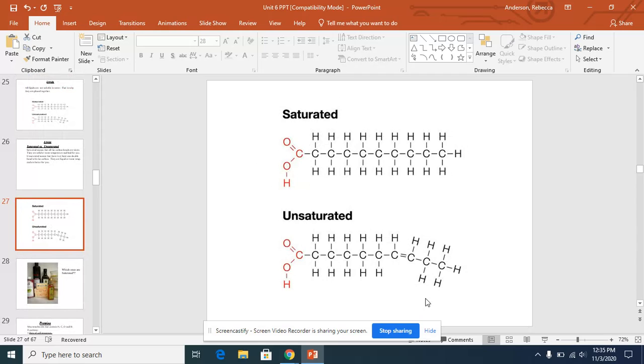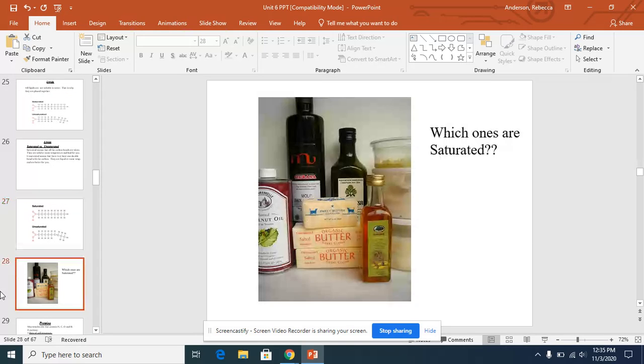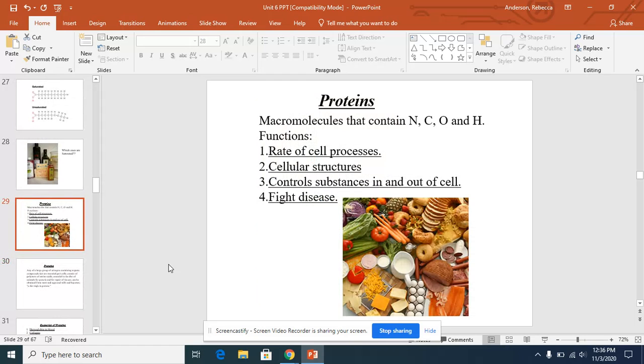So here's another example. Unsaturated has a double bond, saturated has a single bond. So here is a picture. We have walnut oil, olive oil, two different types, butter, margarine, some other oil, looks like lard. So if it's a solid, it is saturated. If it is a liquid, it is unsaturated. Alright, so that brings us to proteins.